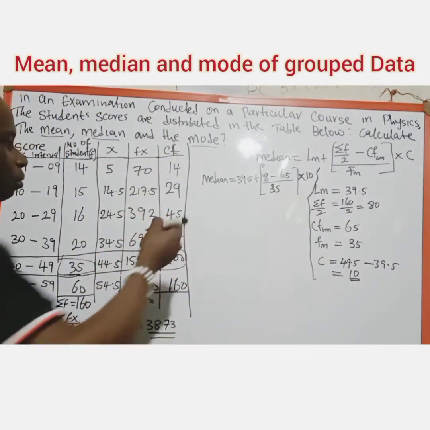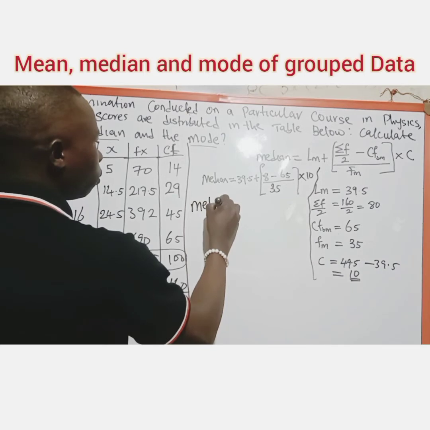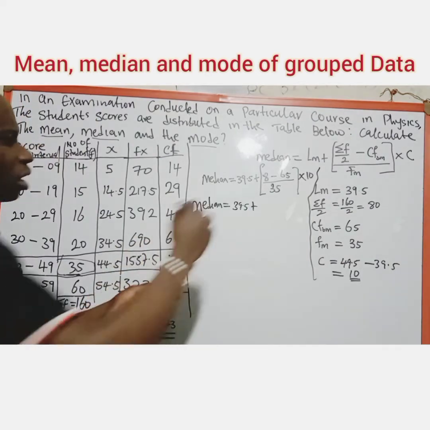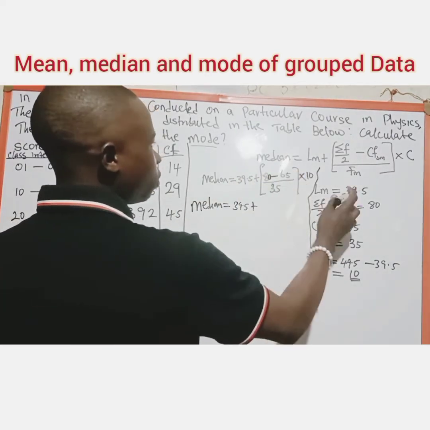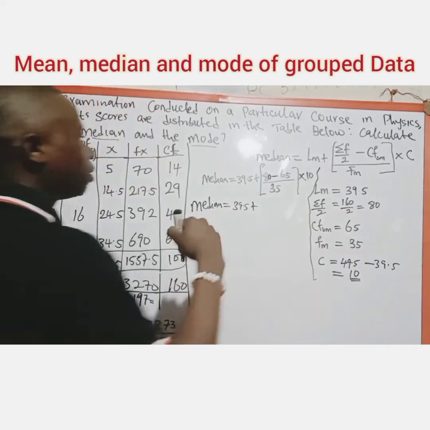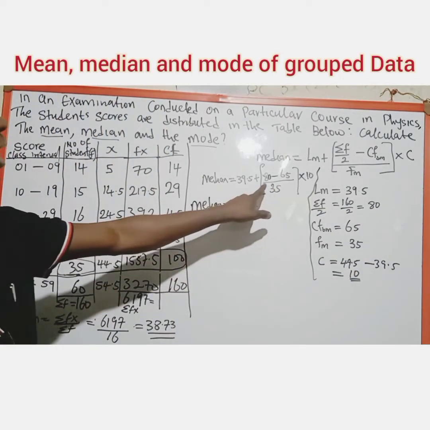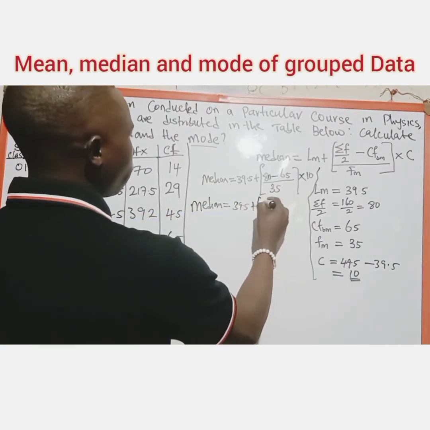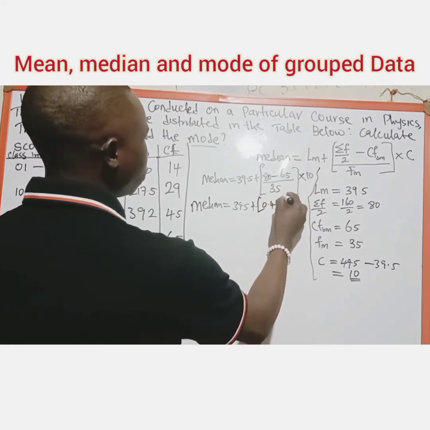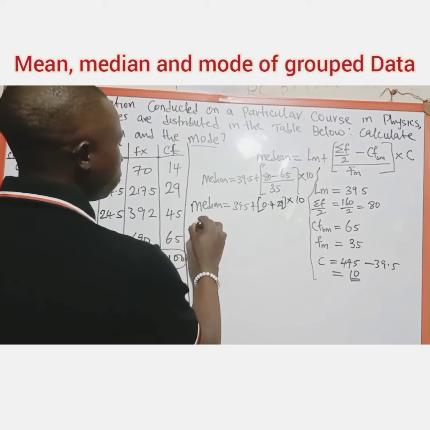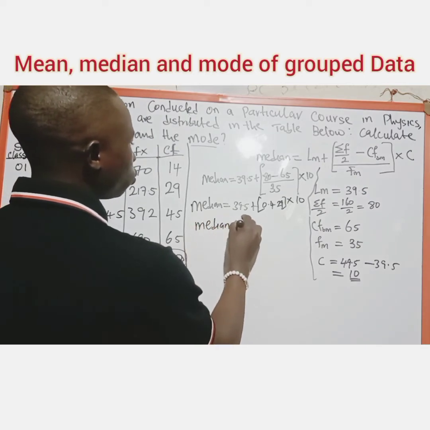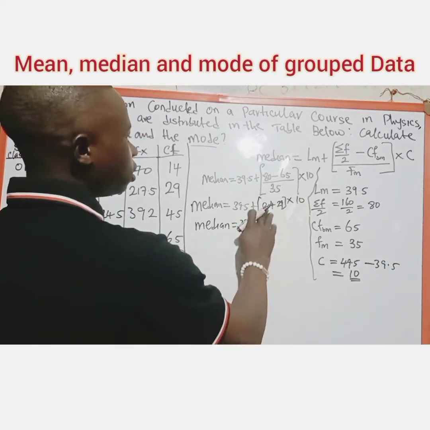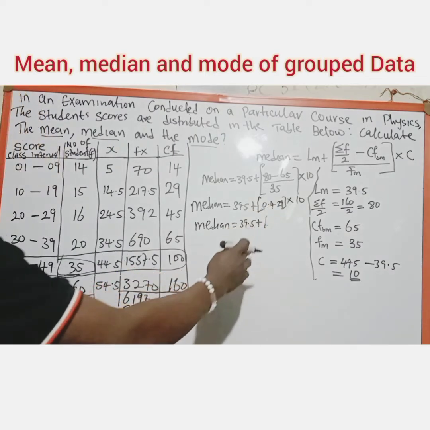So we can go further to simplify this. The median will be equal to 39.5 plus, sorry, this place is 80. This is summation of f divided by 2, which is 80. So if you keep this inside the calculator, 80 minus 65 divided by 35, it will give me 0.429. Then multiply by 10. So the median is equal to 39.5 plus 0.429 multiplied by 10.